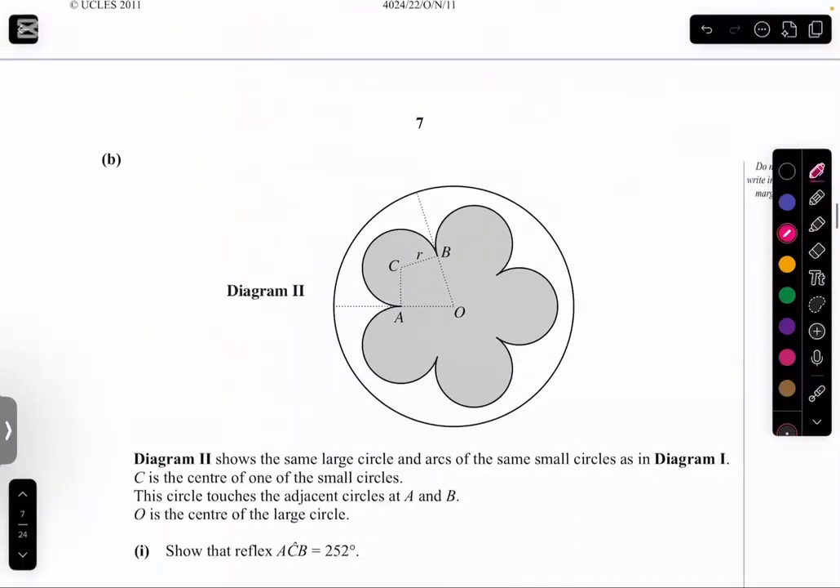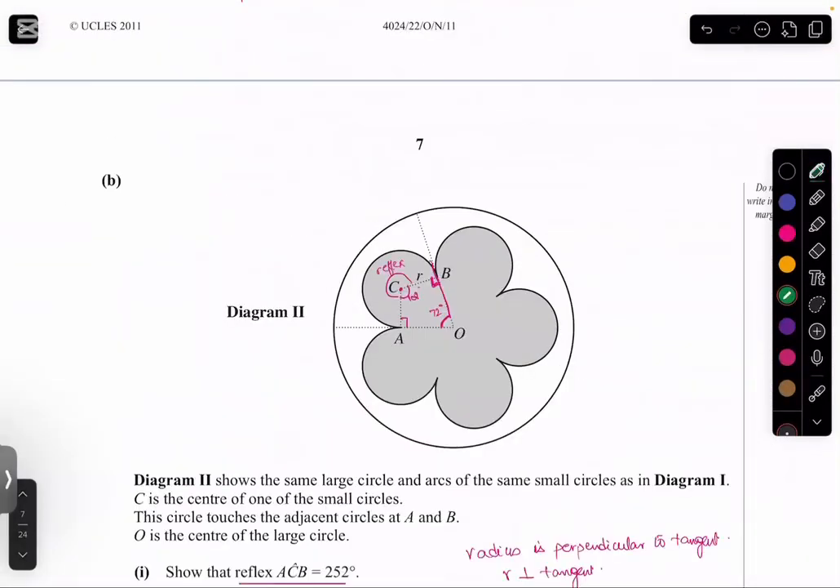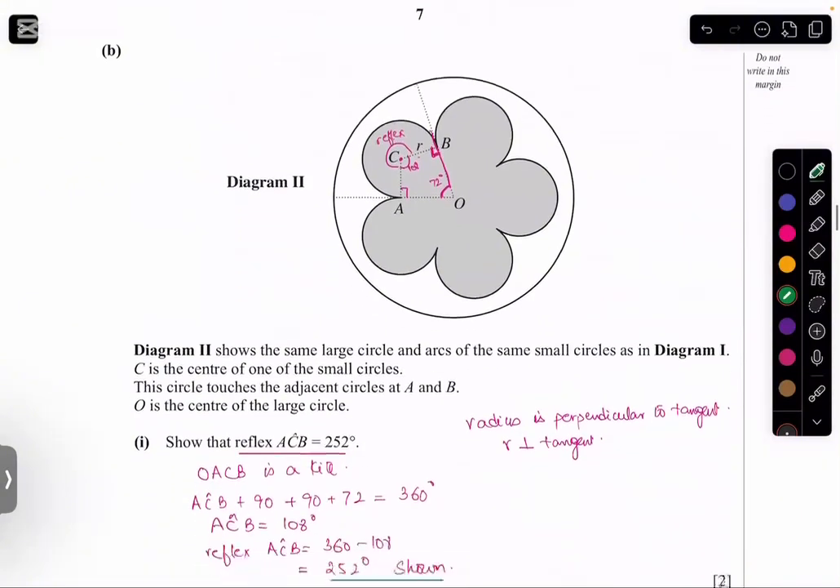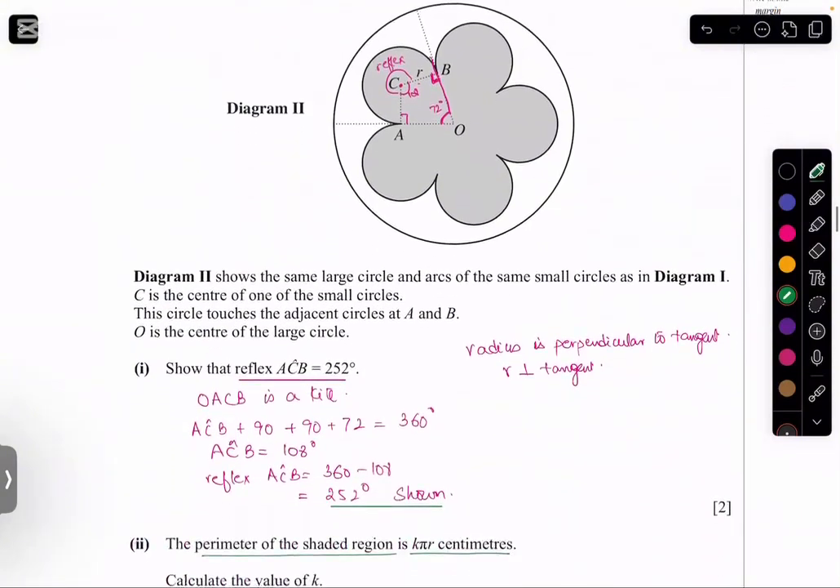Then for the next part B, it's diagram 2. Okay? Now let's see what it says. It says that diagram 2 shows the large circle and arcs of small circles shown as in diagram 1, right? So we have these arcs here. We have these arcs here. Diagram 2, we have the arcs. Instead of sectors, they have only said arcs. And the circle touches the adjacent circles at A and B.